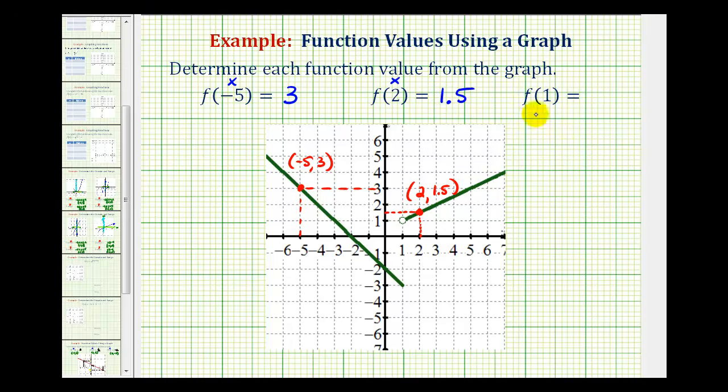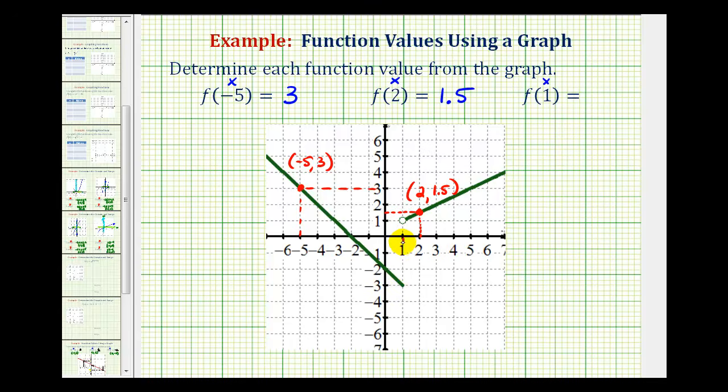The last example, we have f of 1. So x is equal to 1. We want to determine the function value or corresponding y value. So we'll first locate 1 on the x-axis, which is here. Notice at x equals 1, there's a break in the graph. So here we have an open point, and here we have a closed point. And the function is defined where the closed point is here, not where the open point is.